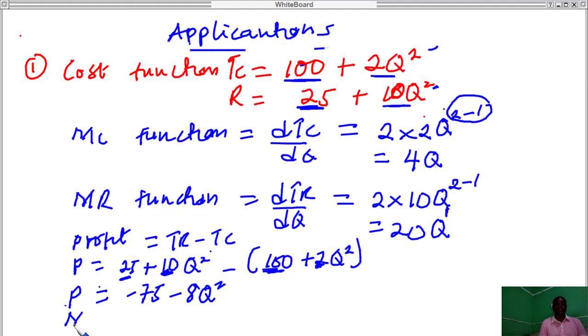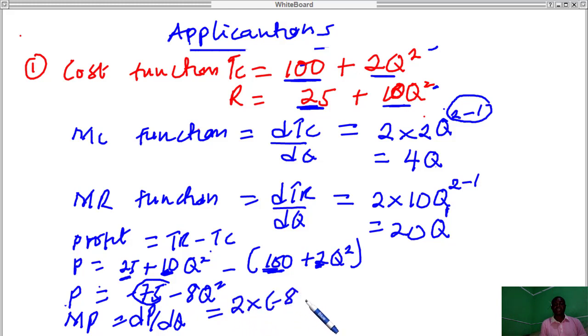If you're asked to find marginal profit, you differentiate, so it will be d profit over dQ. Good. This one is without a variable, so ignore it. Differentiate this. The power is 2, so 2 times minus 8Q. The power is 2 minus 1. So we get minus 16Q. Minus 16Q will be the marginal profit function.